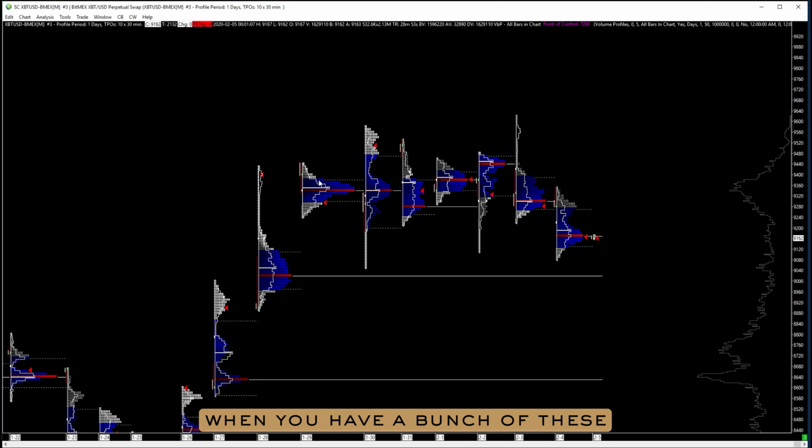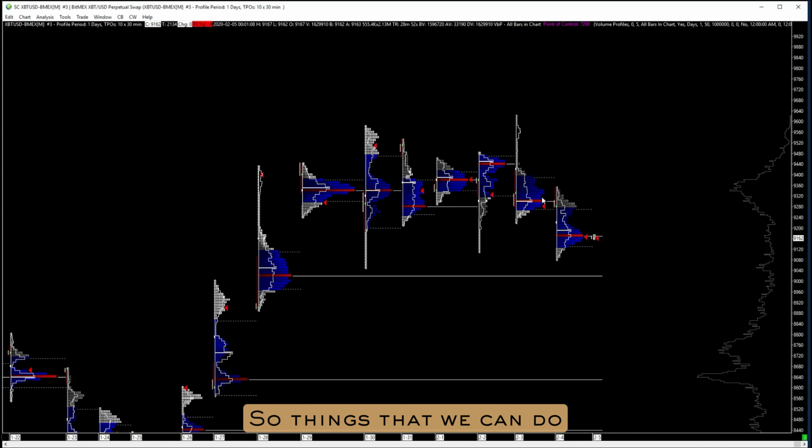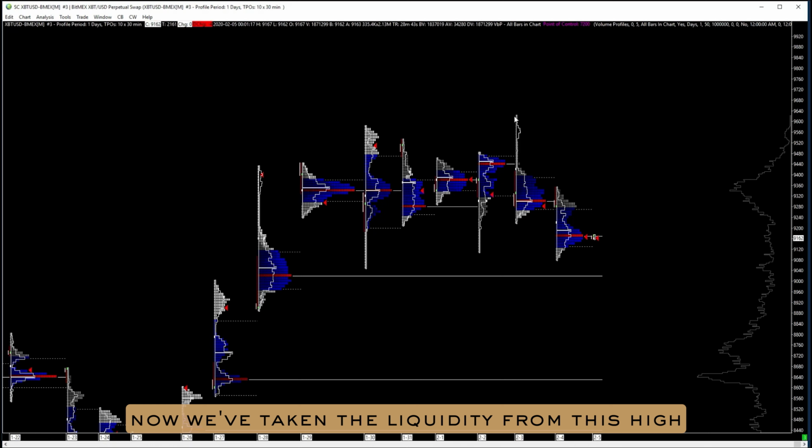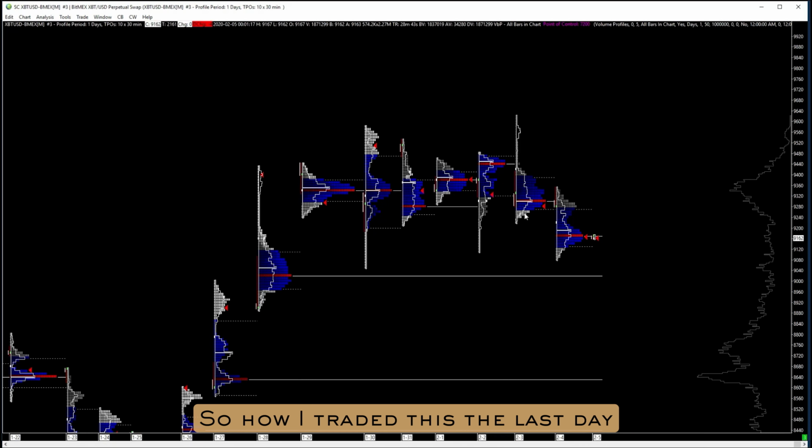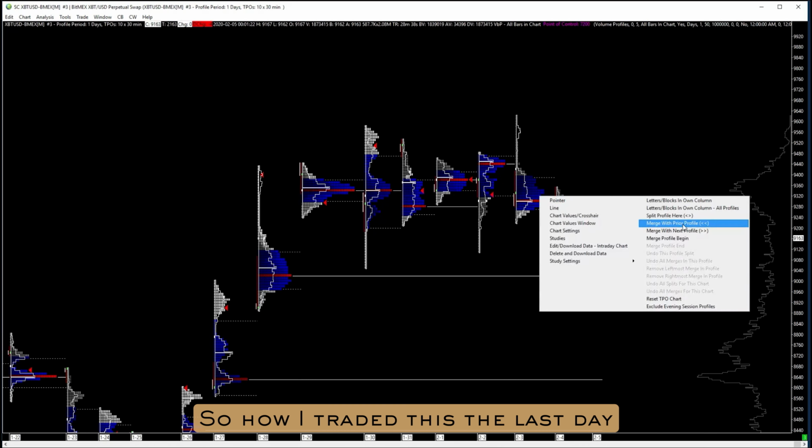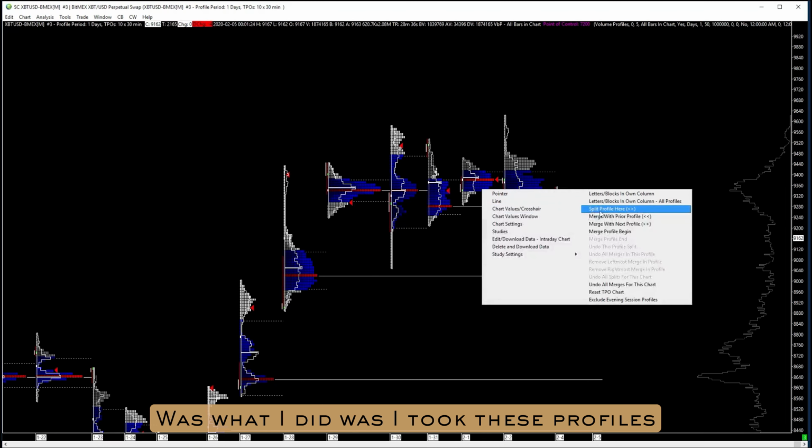So in this case, again, I mentioned how we're going to talk about how to trade when you have a bunch of these lined up like this. So things that we can do, because we have one trending day, but we have a high that's put in. We've taken the liquidity from this high. So how I traded this the last day was, I took these profiles and I merged them.